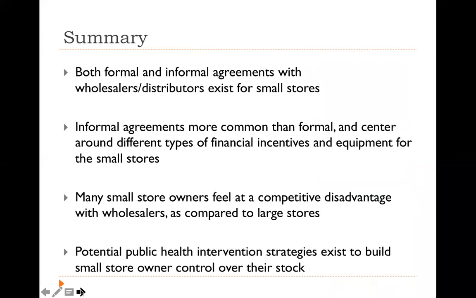So in summary, from the qualitative data, we found that both formal and informal agreements exist with wholesalers or distributors for small stores. However, informal agreements are far more common than formal agreements and seem to center around different types of financial incentives and equipment for the small stores. And many small store owners are feeling increasingly at a disadvantage with their wholesalers and suppliers as compared to large stores. On the positive side, I think there are a number of potential public health intervention strategies that exist to build store owner control over their stock. And with that, I think we'll turn to Dr. Laska.